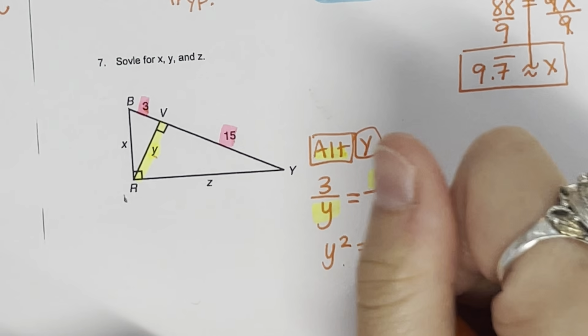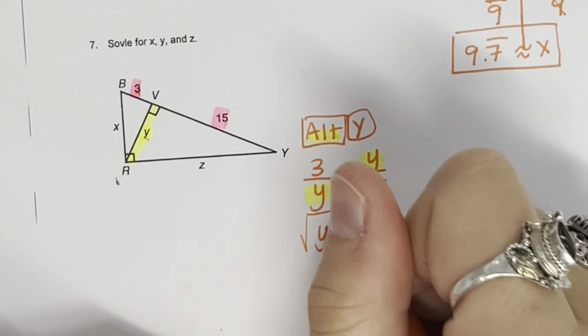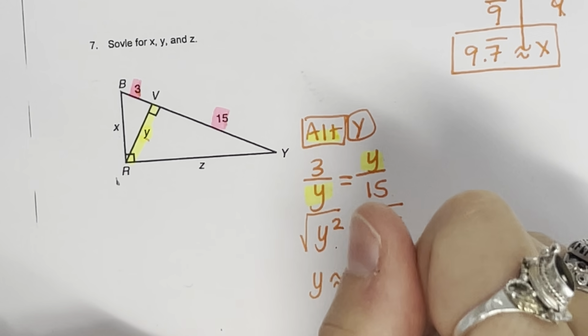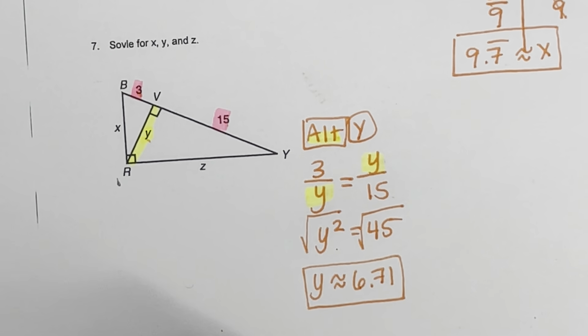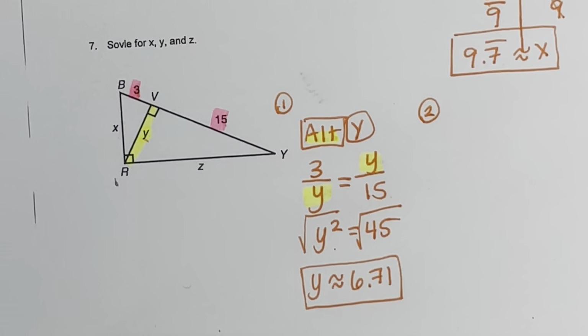15 times 3 is 45. So to get the y value by itself, I will square root, and I get y is approximately 6.71. There's my y value. It's the first part. Okay, number 2.